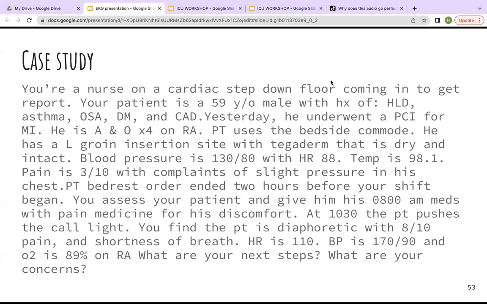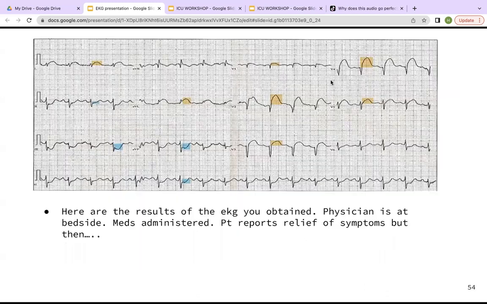More than likely, he is going to have you get an EKG. So you're going to do all the things that we described earlier, put on your leads, hook it up to the monitor. So now we're going to say that we got an EKG, physician is at bedside, you've given meds to help with the discomfort, patient reports relief of symptoms. But then we'll go to the next slide once we look at this a little more. So we can see that he's having ST elevation in these leads. So he is having a reocclusion.